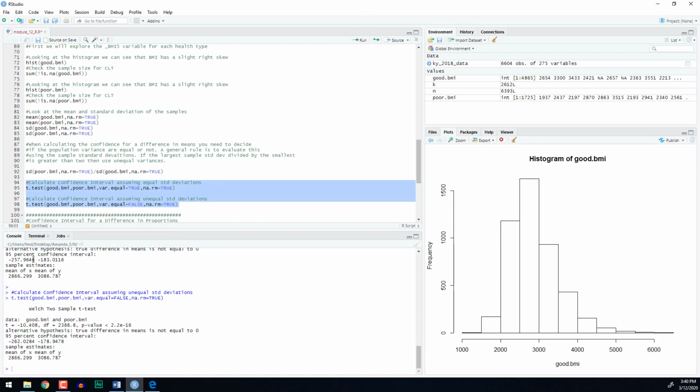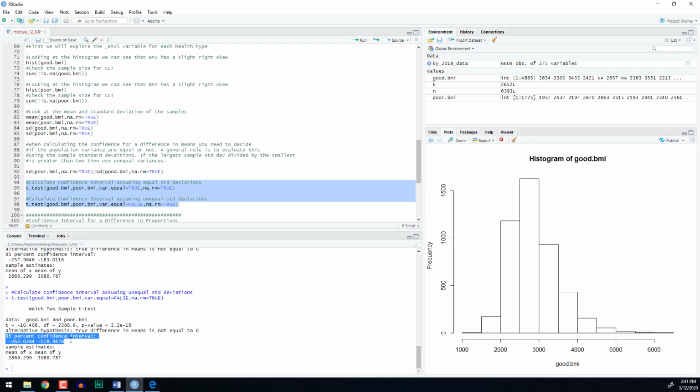So here is our confidence interval assuming equal population standard deviations. Here is the confidence interval not assuming equal population standard deviations. You'll notice the one not making the assumption of equal population standard deviations is slightly wider, and it always will be. The reason for this is it's accounting for a little bit of extra uncertainty there, and so it's created a little bit of a wider interval.